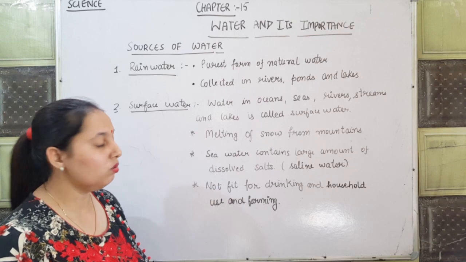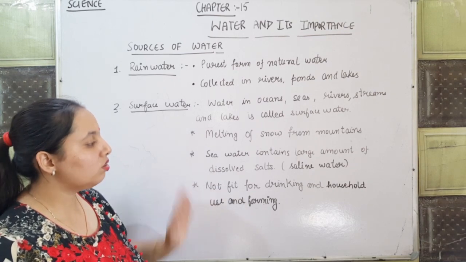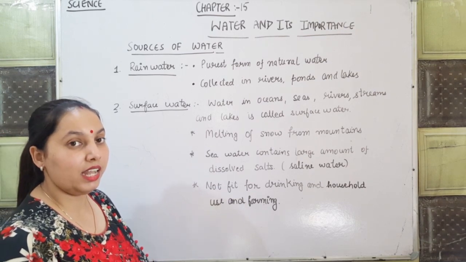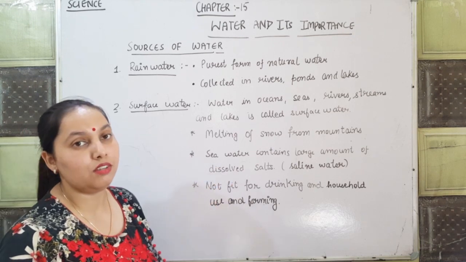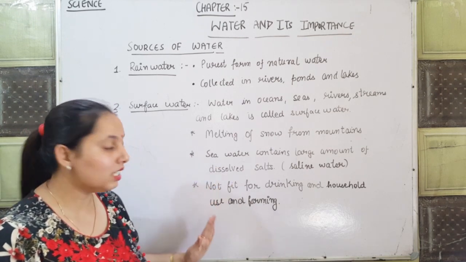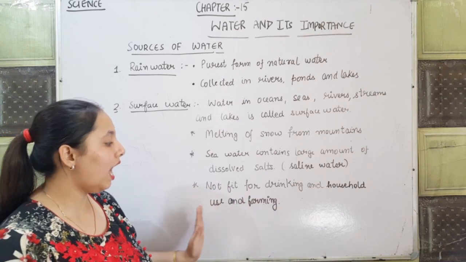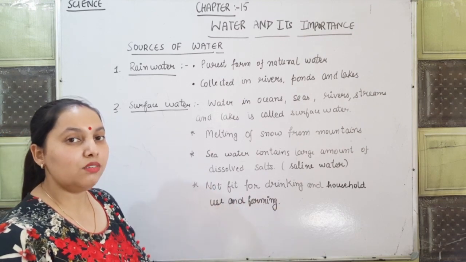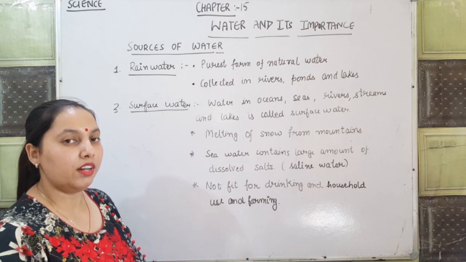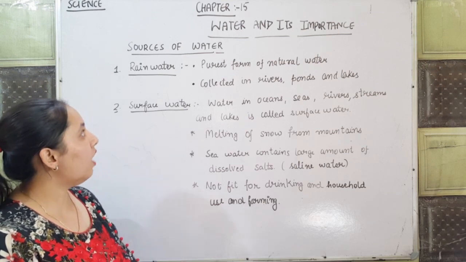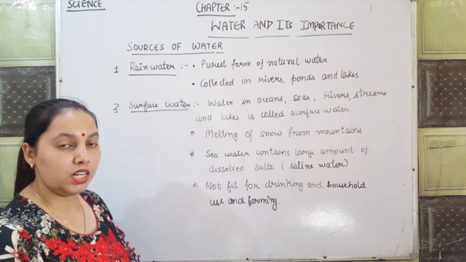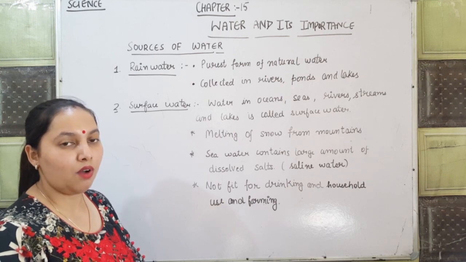Why is it not used? Because there are so many dissolved salts in the sea water, which are not fit for us. That is why we do not use this sea water for drinking and household use. But we can use the sea water for other purposes. So now let's do the third point, that is groundwater.